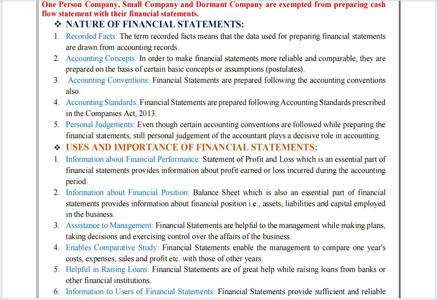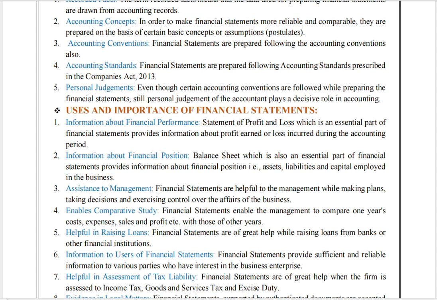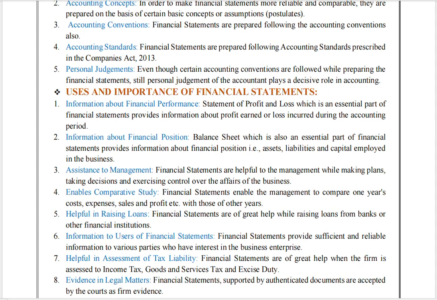Now, the use and importance of financial statement. Definitely it provides information about the financial performance and financial position, and this information assists management to take policy decisions and to exercise control over the affairs of the business or to control the cost of the business. And financial statements are basically historical in nature, so they provide the comparative study also. You can compare one year's result with the previous year's result, one year's expenses with the previous year's expenses, and you can compare the data also.